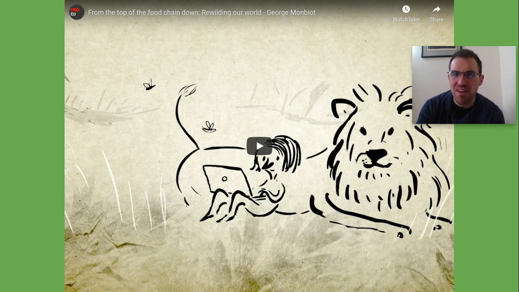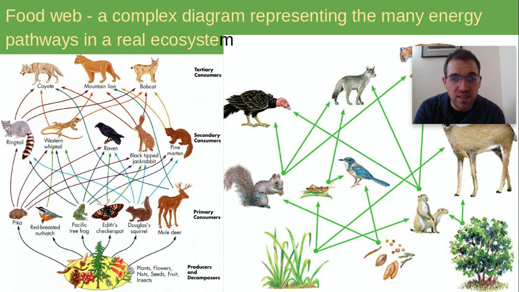Then I'd like for you to write down this definition, which is a food web. Whereas a food chain is very simple, you're just isolating one part of the larger picture, which is the food web. It's a complex diagram representing the many energy pathways in a real ecosystem. In theory, all of these animals are part of the same ecosystem. The bobcat, on the top right, is eating 4 different things, all going up towards it. The mountain lion is eating 5 different things, all energy going towards it.